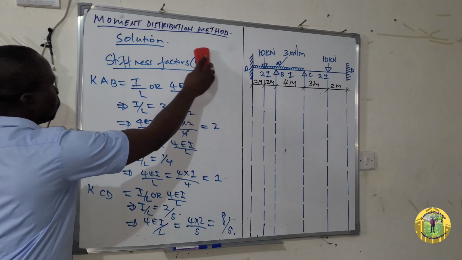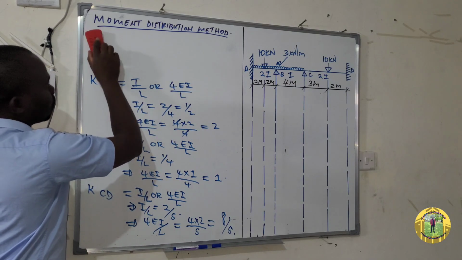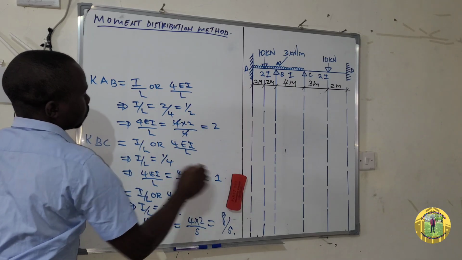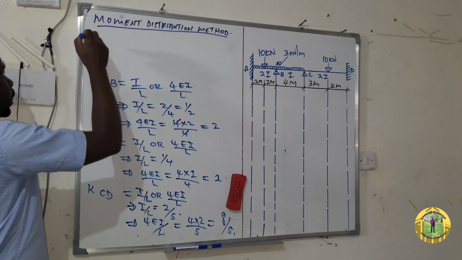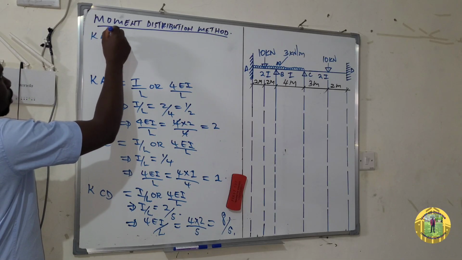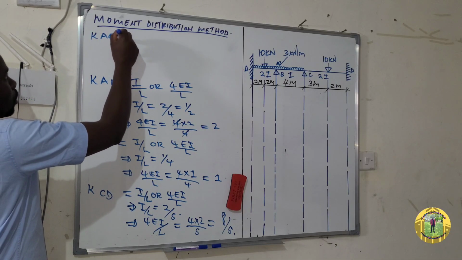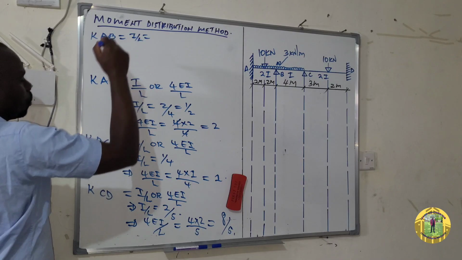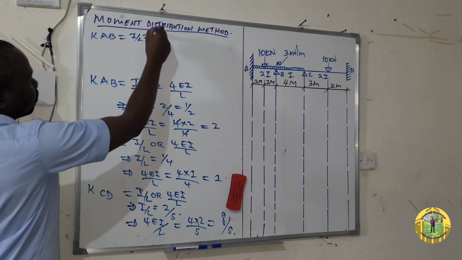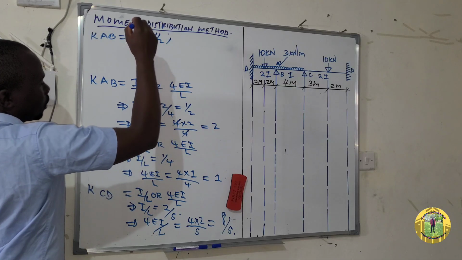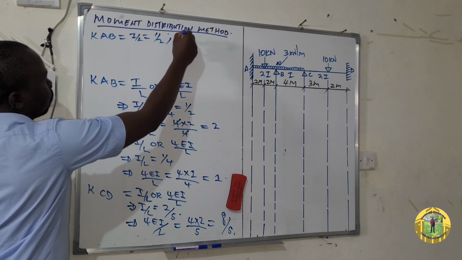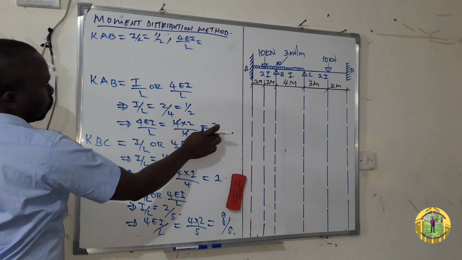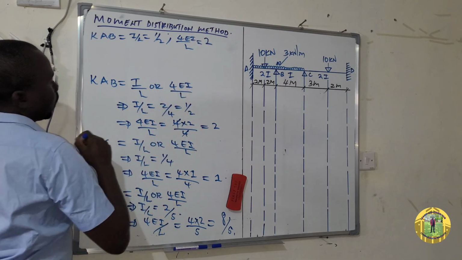You can write these somewhere because we are going to use them in distribution factors. So let me write them here. So we have KAB, for I over L is equal to a half, and 4 EI over L is equal to 2, like that.